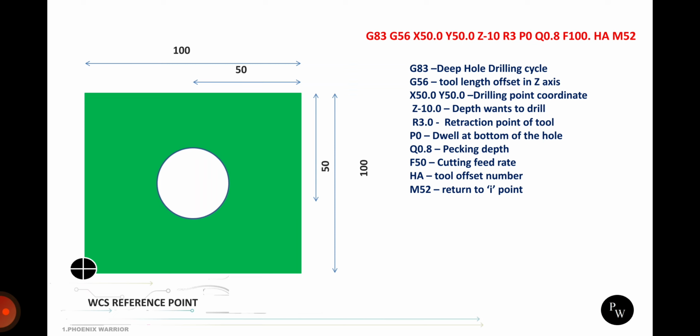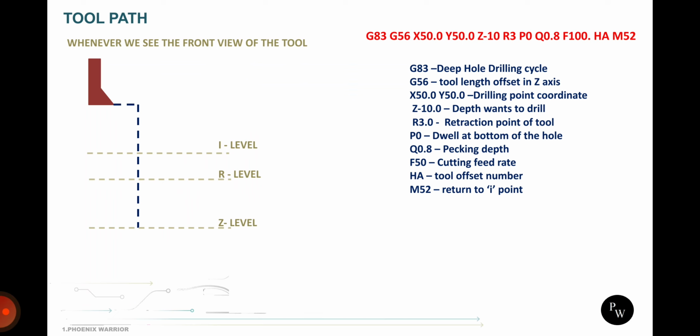After that, it retracts to the R point. Then the feed rate, how much feed we want to move the tool during cutting. Then H is the tool offset number, and M52 returns to the I point. This is the tool path movement. First, the tool moves from the reference point to the positioning point. After that, it reaches the approach point, then the R point, then engages. After that, the material removal action happens.